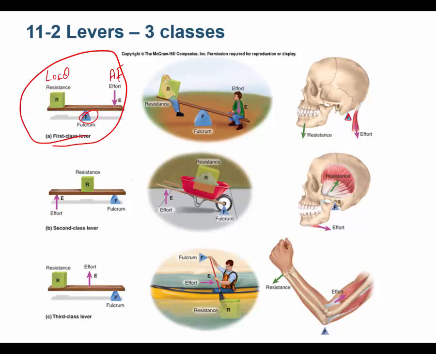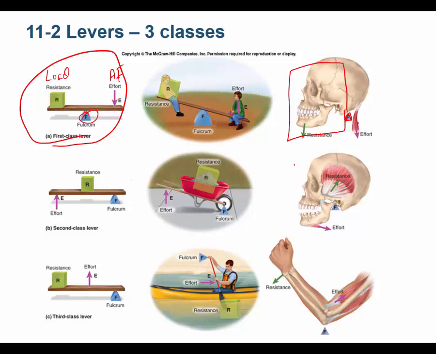This fulcrum is the atlanto-occipital joint. It's the occipital condyle sitting on the atlas, C1. And what happens is when you pull your trapezius muscle, that's the effort, you rock your head back. So the resistance is the weight of your skull, everything forward of the fulcrum. That's the resistance, the whole weight of your skull.